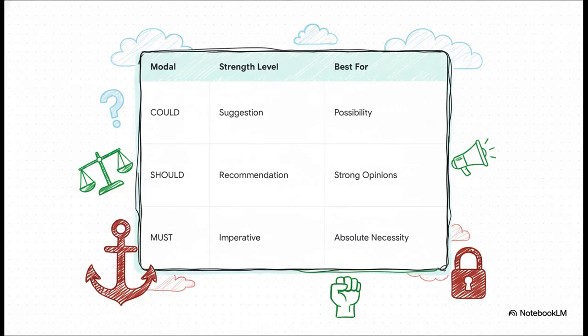This table lays it all out perfectly. You see could over there on the lighter end. That's for suggesting a possibility. Then you have should, which is right in the middle. This is going to be your best friend, your go-to for making a strong recommendation. And then you've got must. That's the heavyweight. You save that one for when you believe something is an absolute, non-negotiable necessity.